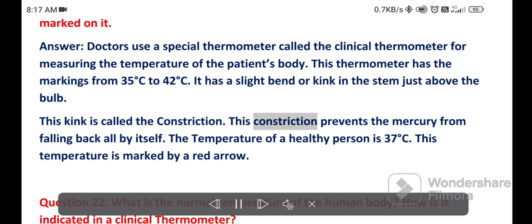This constriction prevents the mercury from falling back all by itself. The temperature of a healthy person is 37 degrees Celsius. This temperature is marked by a red arrow.